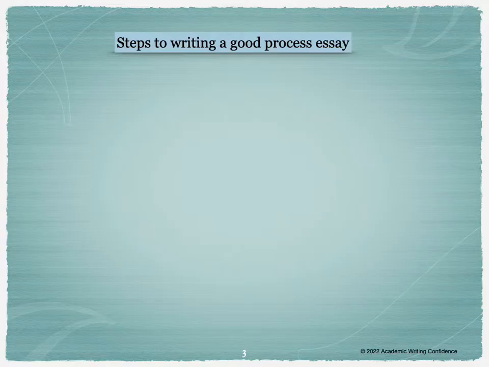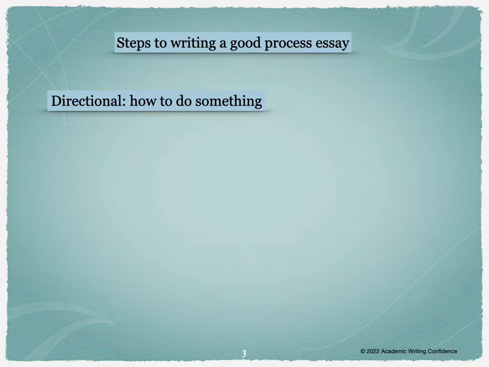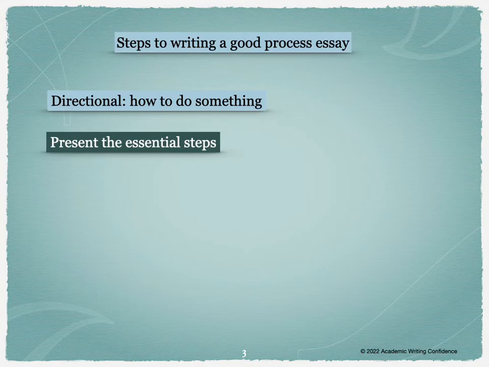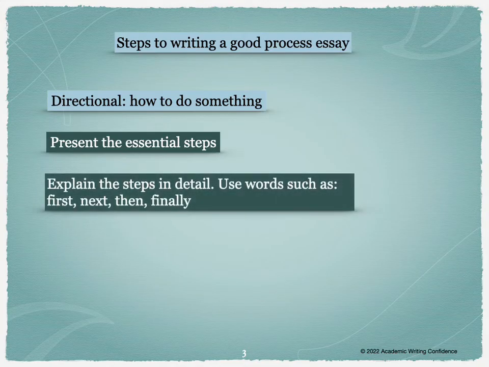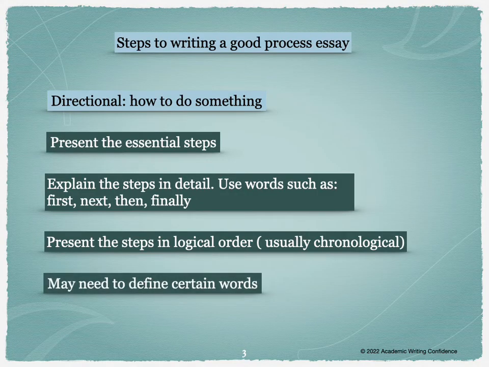Here are a few steps to writing a good process essay. For the directional style essay about how to do something, the first thing you need to do is to present the essential steps to the process. Then you need to explain the steps in detail. You will use words such as first, next, then, finally. It will then present the steps in logical order, which is usually the chronological or time order that the process is done. You may need to define certain words in your essay so that your reader will understand clearly.